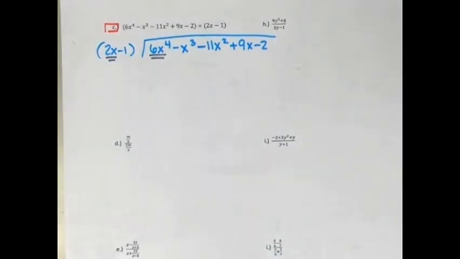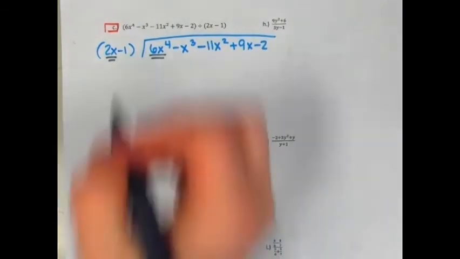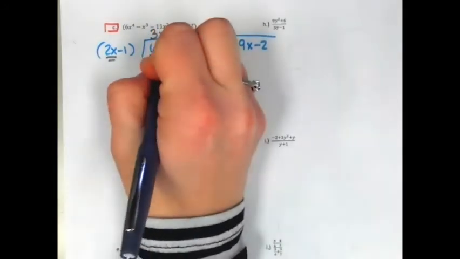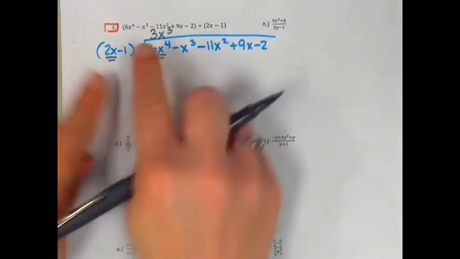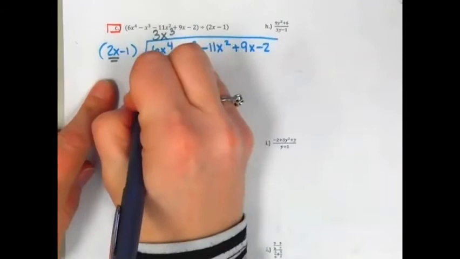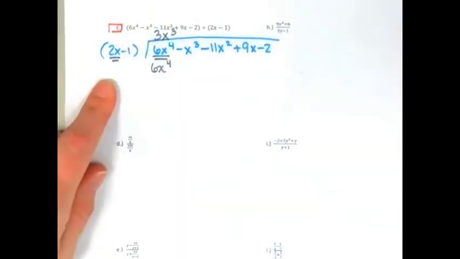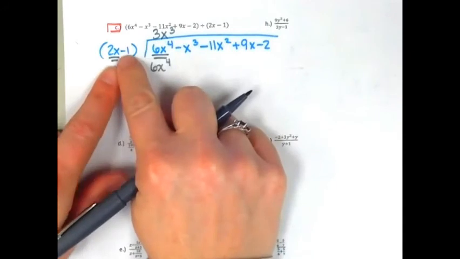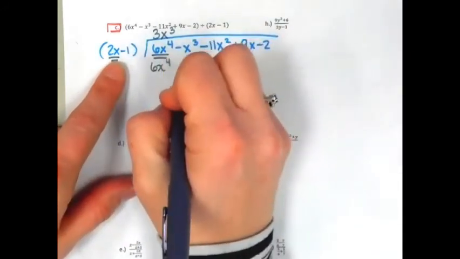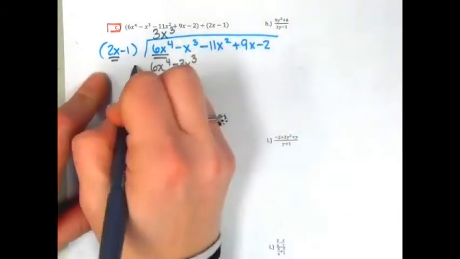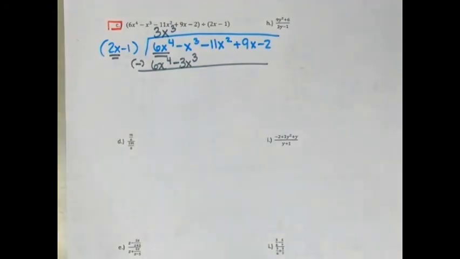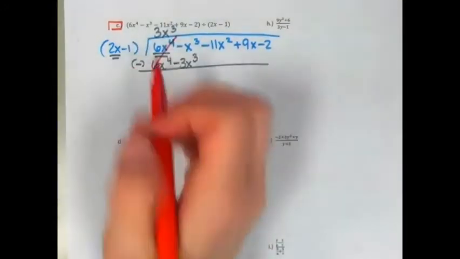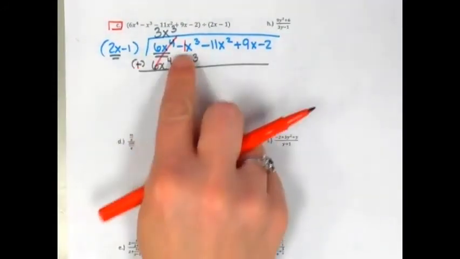So what did you guys say for the first one? 2x times what gets me to 6x to the 4th? 3x cubed, right? Yep. If you notice so far, it's only going down by 1 every time, right? Okay. So what's 3x cubed times 2x? 6x to the 4th. And what's 3x cubed times a negative 1? Negative 3x cubed. Good. And now we're going to subtract. What's 6x to the 4th minus 6x to the 4th? 0. We need to change, right? So what's a negative 1 plus 3?